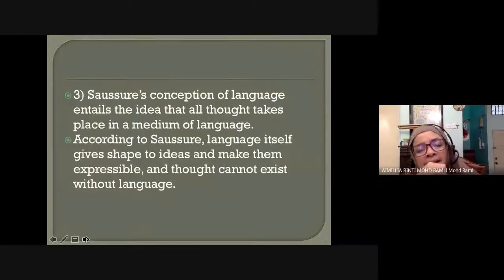In the third and last point, Saussure's conception of language entails the idea that all thought takes place in the medium of language. According to Saussure, you cannot think of a concept if you do not have a signifier for it. So you must have a signifier in order to think about a concept.